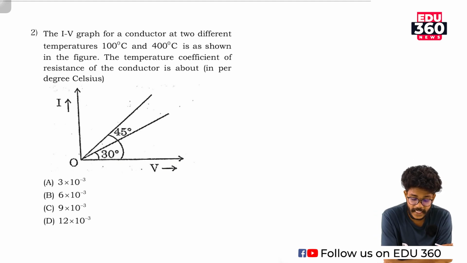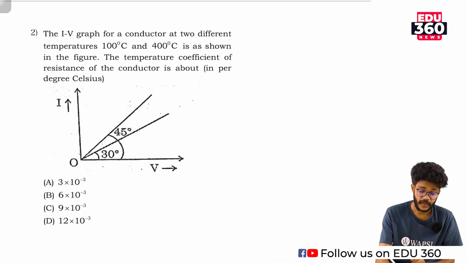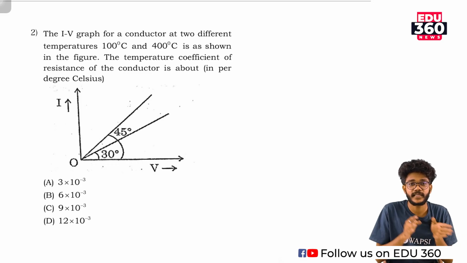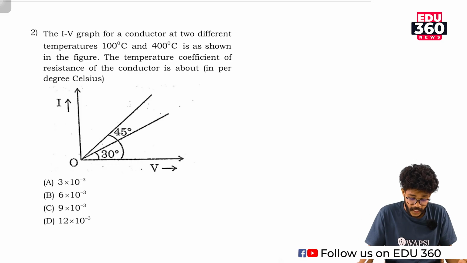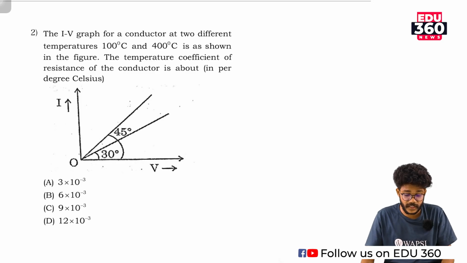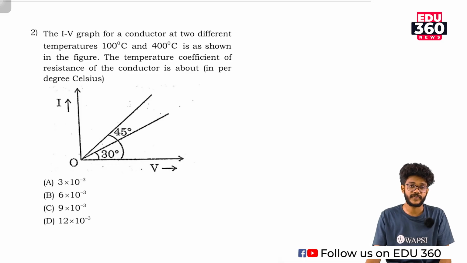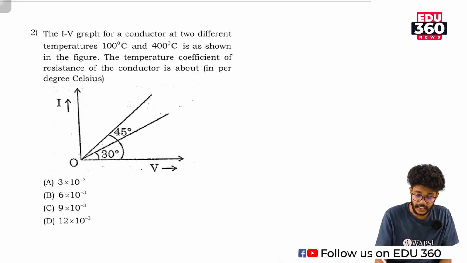The second question is, the IV graph for a conductor at two different temperatures, 100 degrees Celsius and 400 degrees Celsius, is shown in the figure. See, inside the question they have given the conductor and the temperatures are 100 degrees Celsius and 400 degrees Celsius. Okay, the temperature coefficient of the resistance of the conductor. So actually we need to find the temperature coefficient of the resistance. So what is alpha?